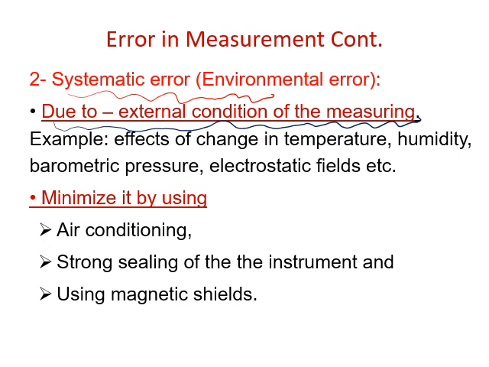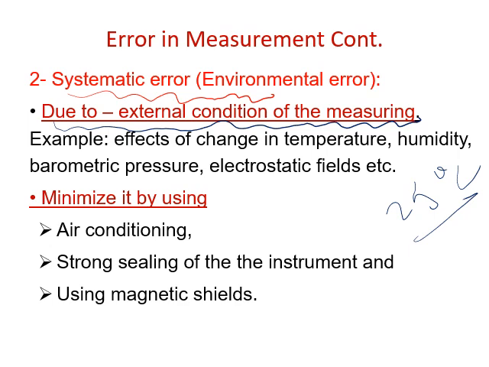For example, if we have a meter which is supposed to work at a temperature of 25 degrees Celsius, and for some reason the temperature increases to higher than 25 degrees Celsius, then there will be a high chance of getting error in the reading from that instrument.